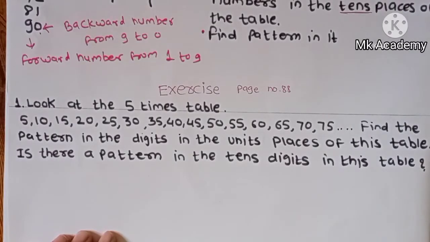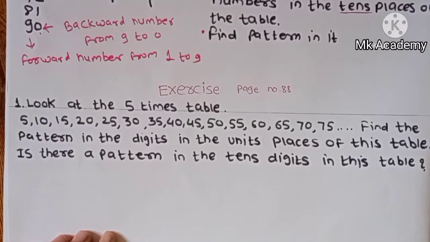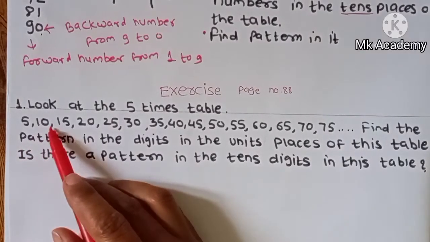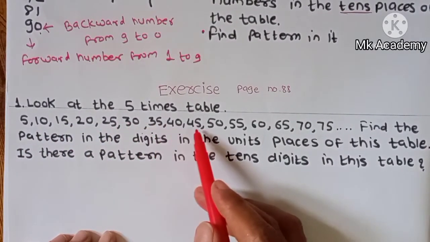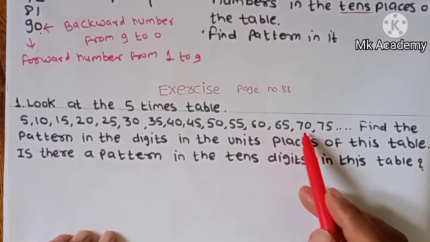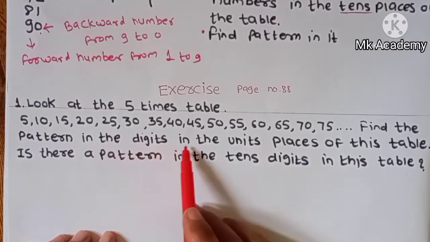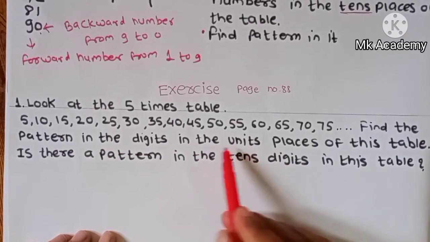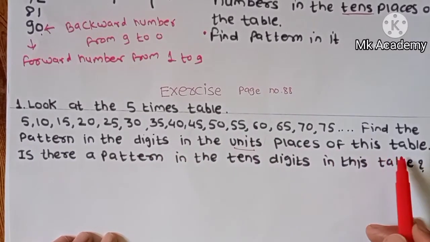Now we solve the exercise on page number 88. First example, look at the 5 times table: 5, 10, 15, 20, 25, 30, 35, 40, 45, 50, 55, 60, 65, 70, 75. Find the pattern in the digits in the unit place. We have to find the pattern in the digit at the unit place of this table.